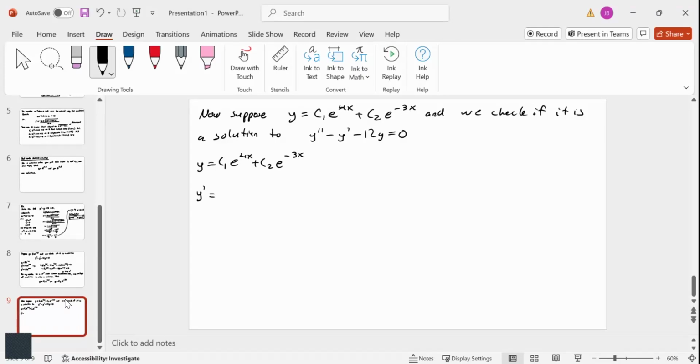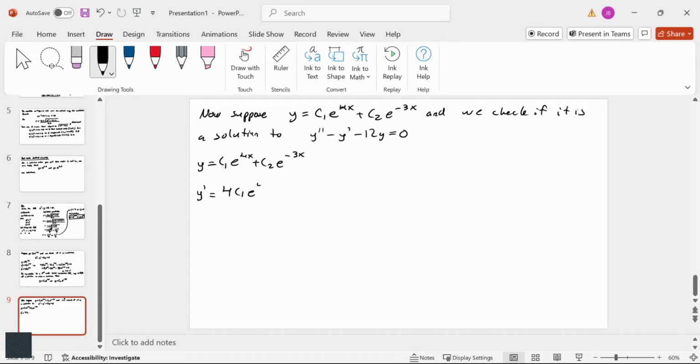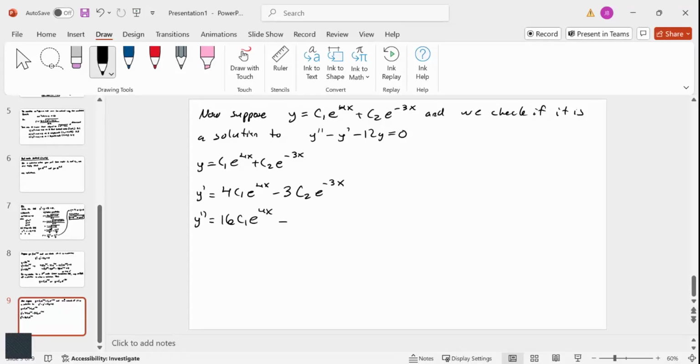So when you take derivatives and they're being added together, you can take them individually. There are no interactions here. So 4c1 e to the 4x minus 3 c2 e to the negative 3x. And then if I take a second derivative, we're going to get 16 c1 e to the 4x plus 9c2 e to the negative 3x, right? That's our solution. And then we're just going to plug it into the differential equation. And if everything goes the way that we expect, we should have everything cancel each other out.